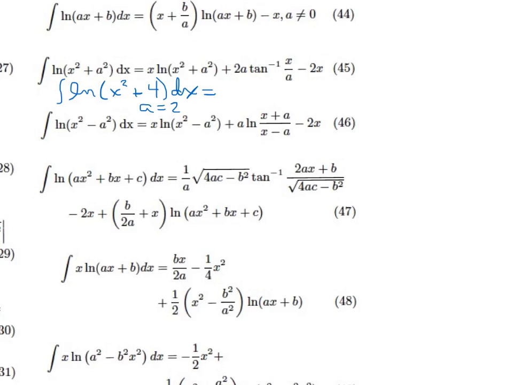So what we would get for this integral is x times the natural log of x squared plus 2 squared, which would be 4, plus 2 times a, which happens also to be 2, times the inverse tangent of x over a, which is 2, minus 2x. So it's just a matter of figuring out what a would be and substituting it into the formula. Now I add a C in there since I didn't put bounds on that integral. And that's how to use an integral table.